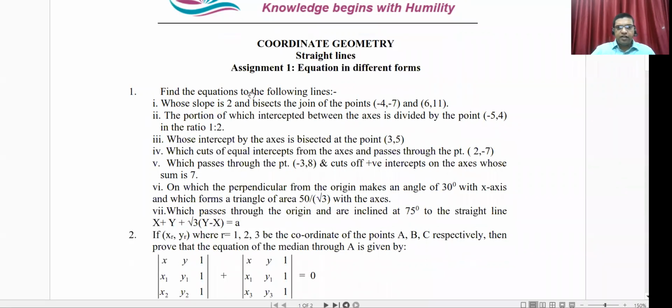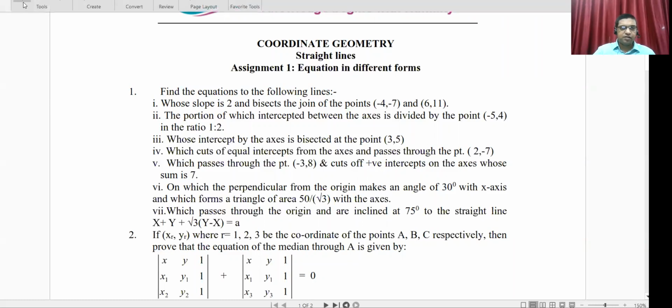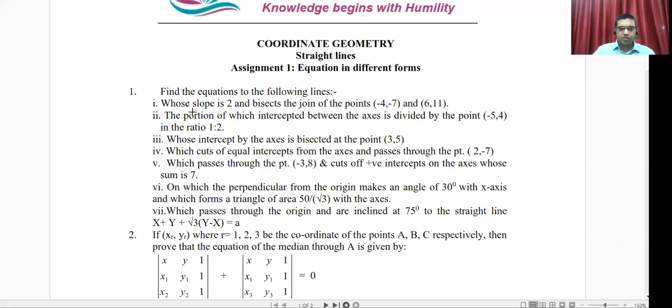Some of them, like find the equations of the following lines whose slope is 2 and bisects the join of the points. This is very simple. Okay, do this second one. The portion of which intercepted between the axis is divided by the point minus 5, 4 in the ratio 1:2. Okay, find the equation of this line. Okay, I'll copy this.